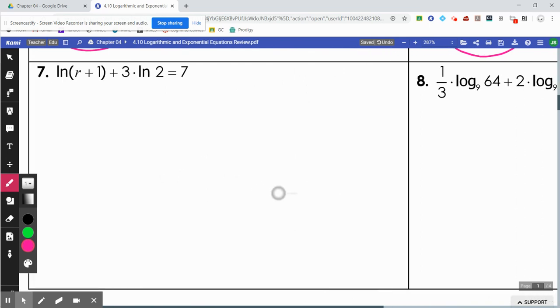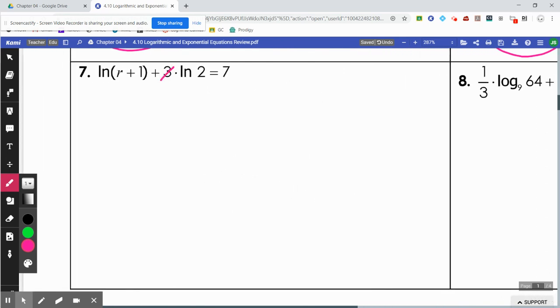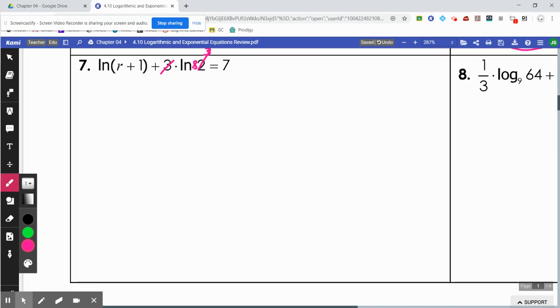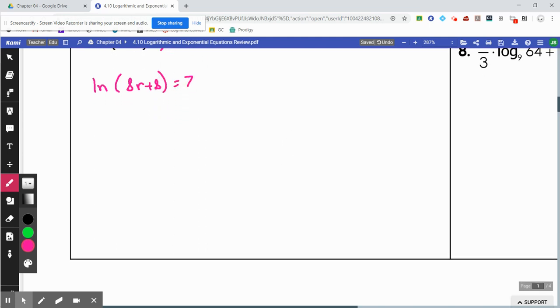Number 7. Again, step number 1, let's condense. Let's go ahead and raise this to the 3rd power, and that'd be 2 to the 3rd, which is 8. So you have a natural log plus a natural log, so we're going to combine those by multiplying. That'd be the natural log of 8 times r plus 1 would be 8r plus 8 equals 7. Rewrite it in exponential form. The base here is e, so we're going to do e to the 7th power is equal to 8r plus 8.